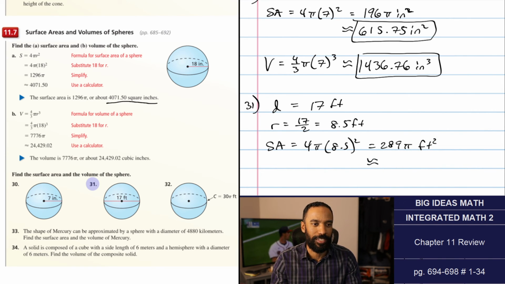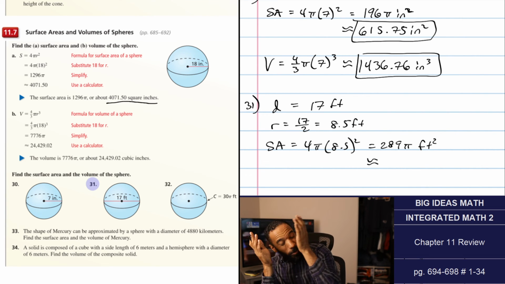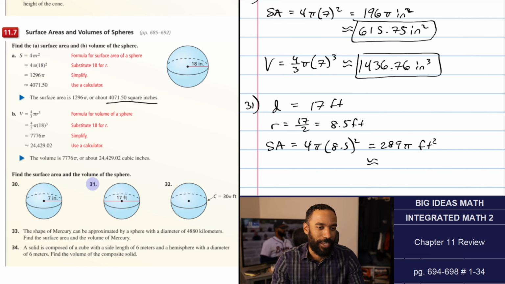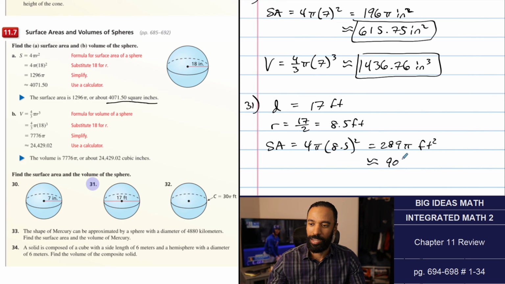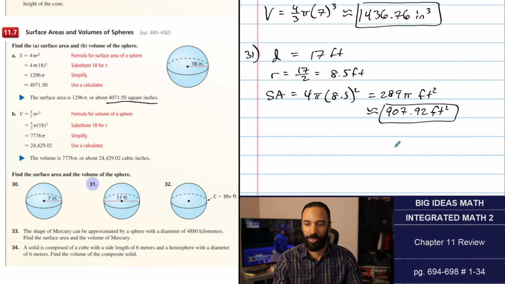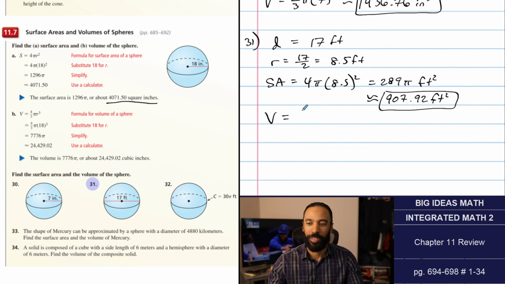Oh, do I want to guess that? No. It's over 800. I don't know. 900. 907.92 square feet. I should have known. That was close to 300 in and of itself. I should have known.